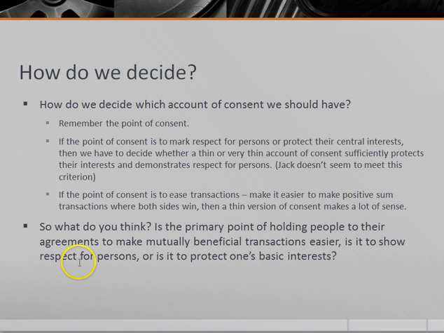So what do you think? Is the primary point of holding people to their agreements to make mutually beneficial transactions easier, or is it to show respect for persons? Or perhaps is it to protect people's central interests? And I think ultimately your answer to what kind of consent you think is binding is going to depend on what the central purpose of consent is for you.